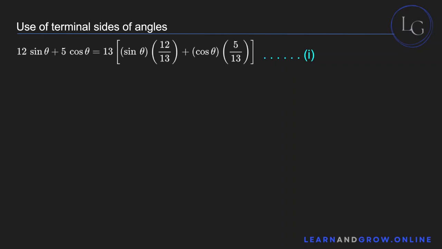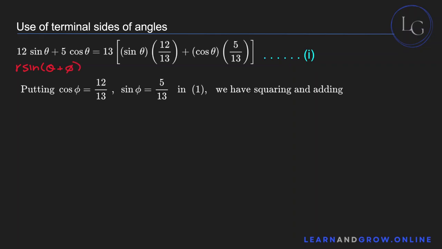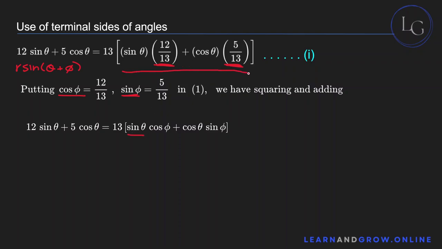Now look at this. You need to express this in this form, right? R sine theta plus phi. So do substitutions. How? Well, you can replace this 12 by 13 with cos phi. You can replace this 5 by 13 with sine phi. You're assuming that cos phi is equal to 12 by 13 and sine phi is equal to 5 by 13. Now why do we do that? Well, because the first thing we need to do is express this entire thing like this.